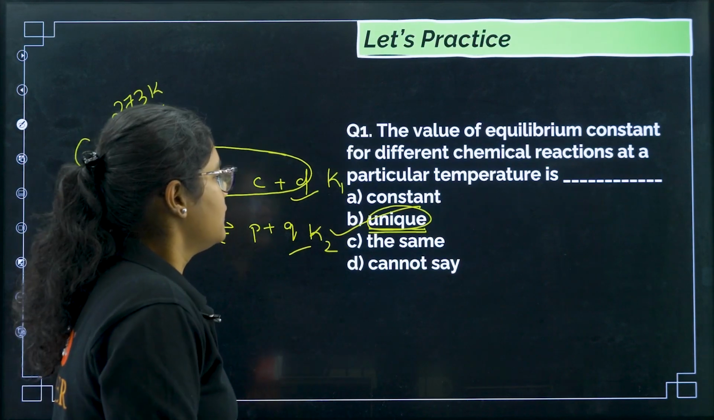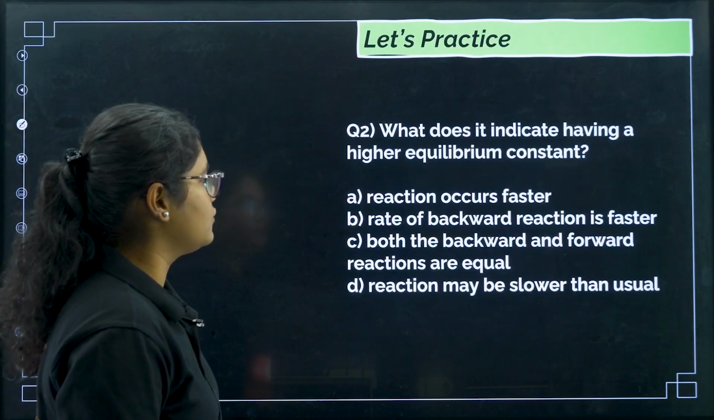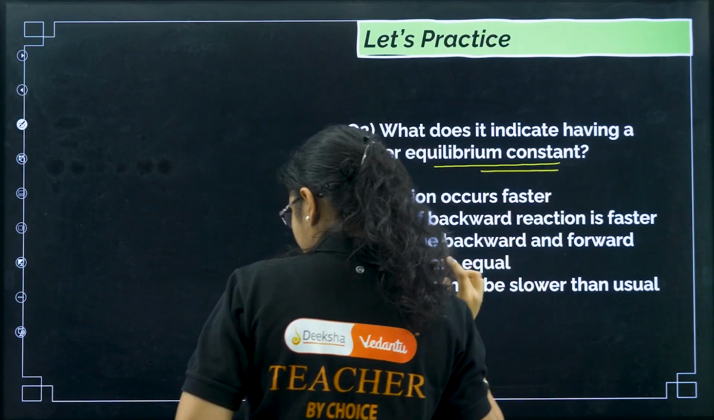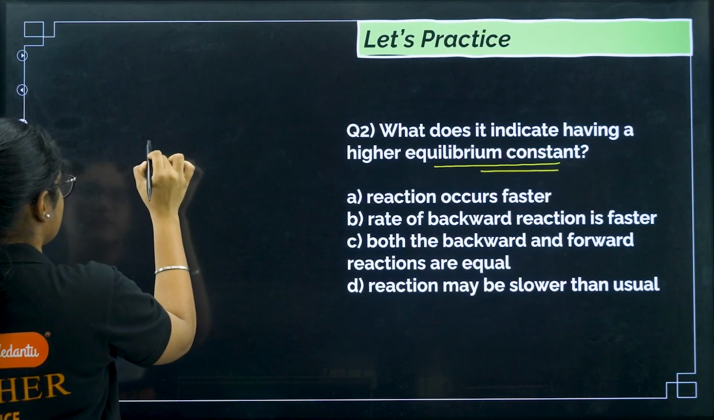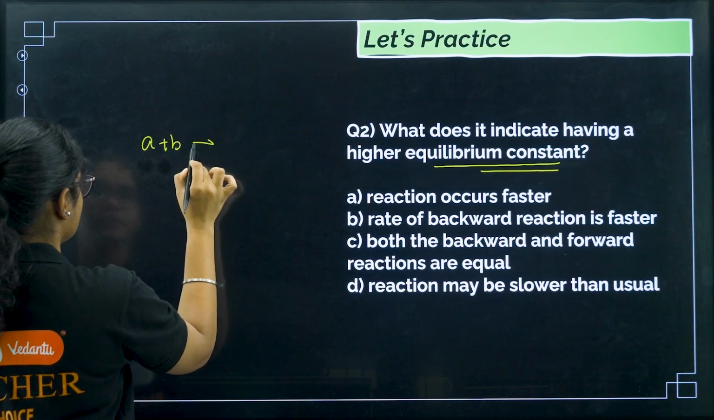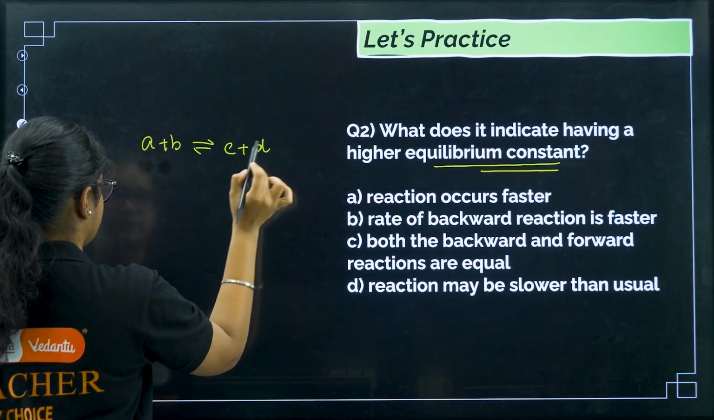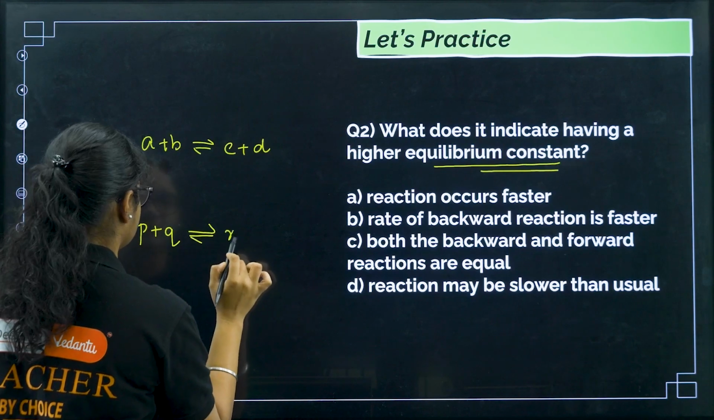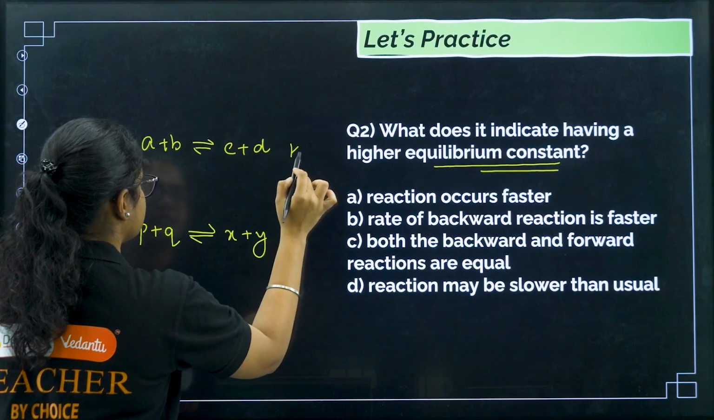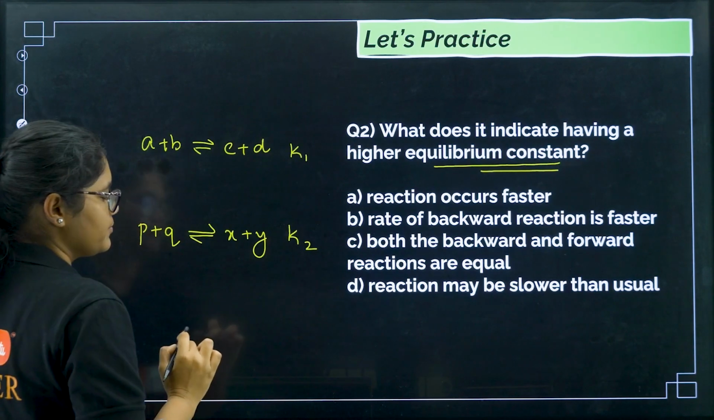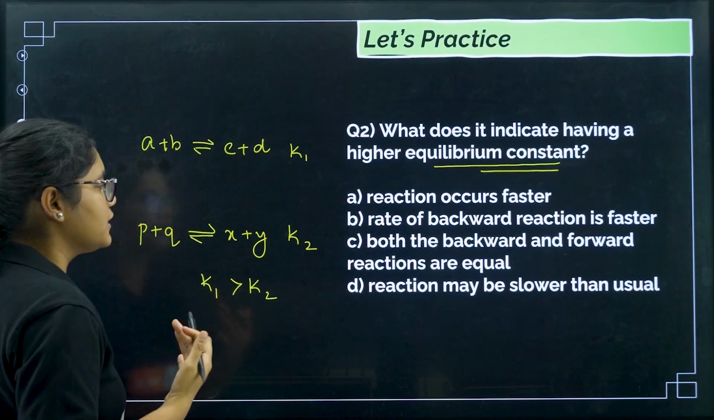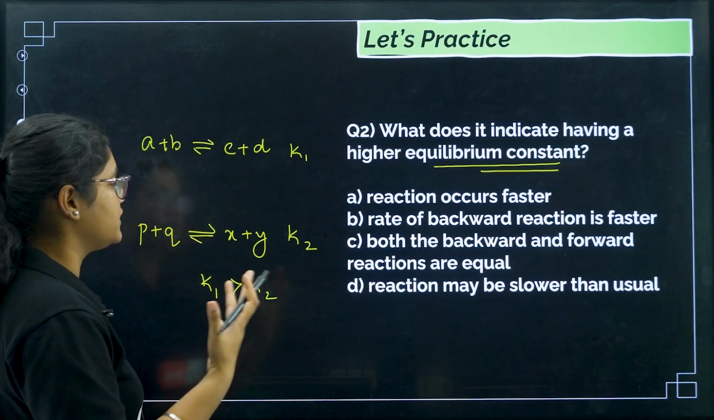Next is question number 2. What does it indicate having a higher equilibrium constant? Suppose you have a reaction A plus B giving you C plus D, and you have one more reaction P plus Q giving you X plus Y. This value is K1 and this value is K2, and K1 is greater than K2. Then what can you say about the reaction?